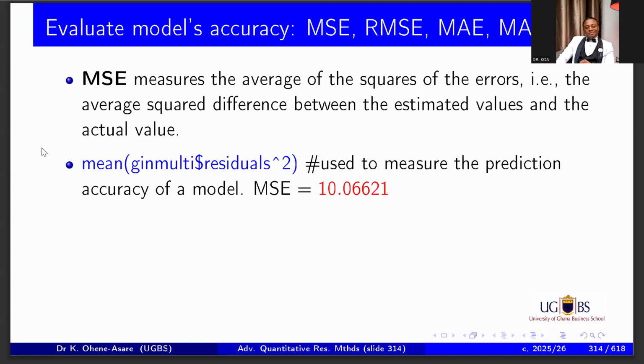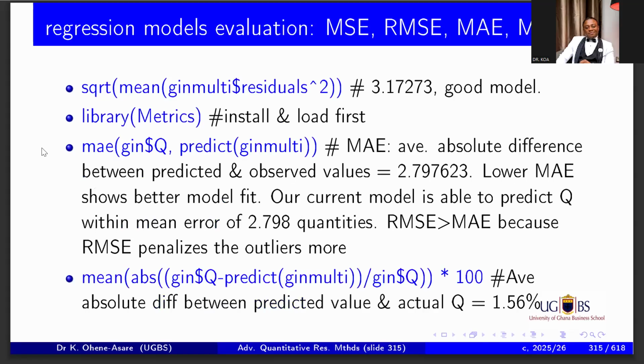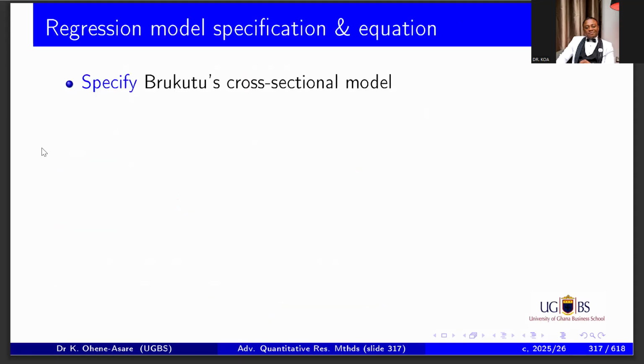Now, we indicated that there are other measures for evaluating the reliability of the model. One of them is the R squared. But we also have the mean squared error, the root mean square error, the mean absolute error, and the mean absolute percentage error. So those are here. They all do similar things that we have already indicated.